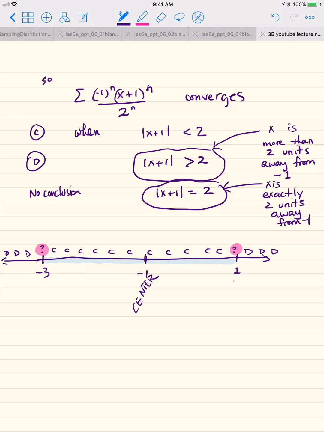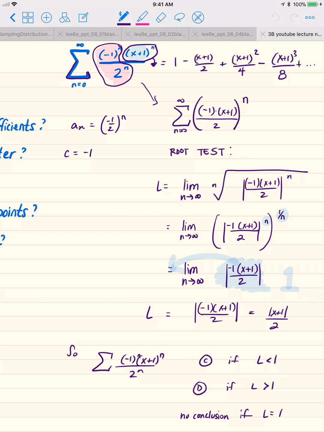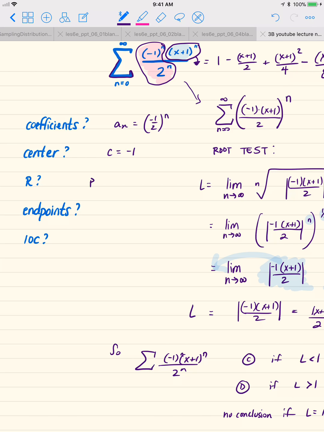So we've got our center, which is at -1. We know our radius of convergence is 2, right? So r is equal to 2 because the distance between the center and this endpoint is 2. Our endpoints are -3 and 1. The last thing we need to do, right, so we figured out r is equal to 2, and the endpoints are -3 and 1.